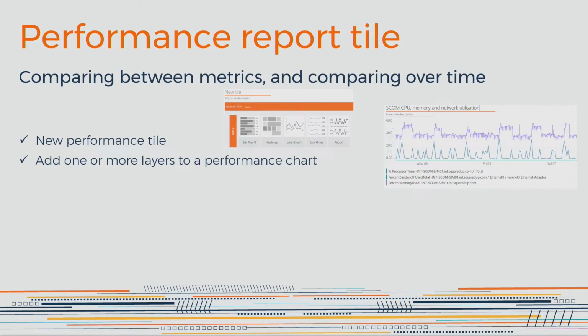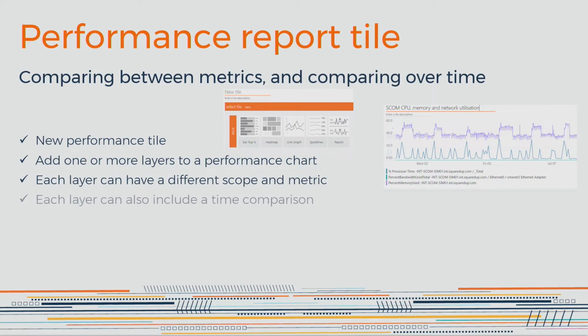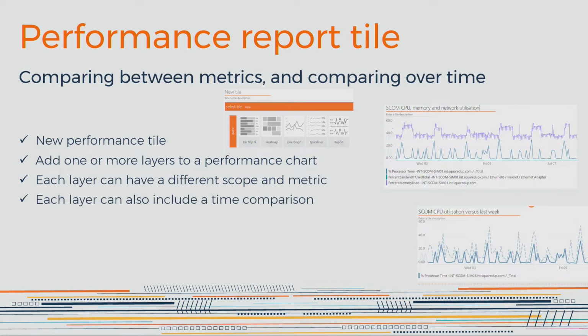So the example there is actually showing two different metrics on the same chart. For example, each layer can have a different scope and a different metric on it. And each layer can also include a time comparison. So there's an example there. The time comparison is shown with a dotted line to show what it was in the previous period.